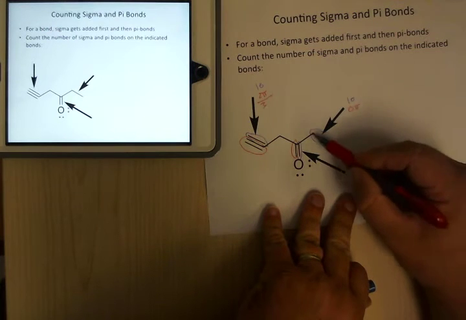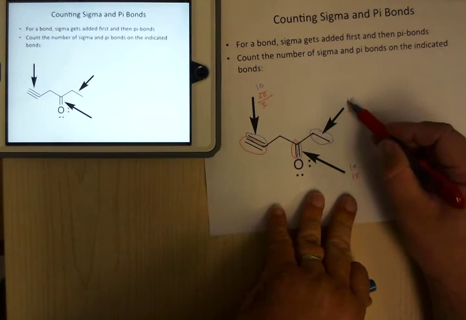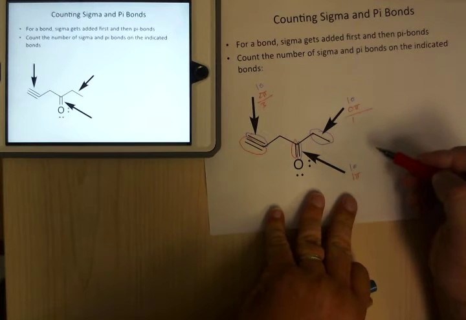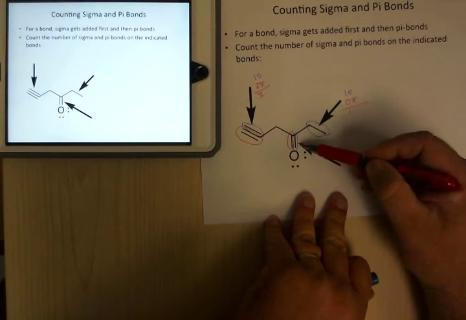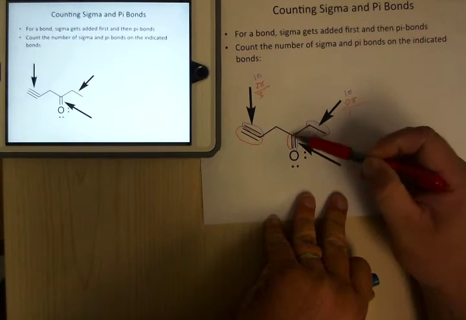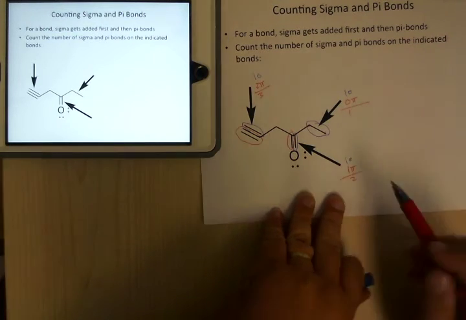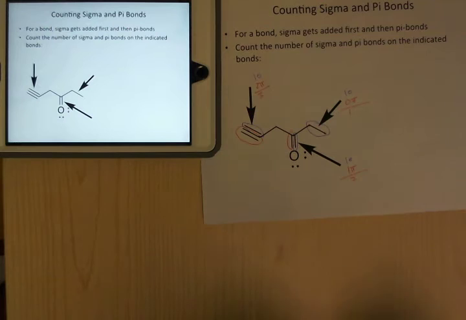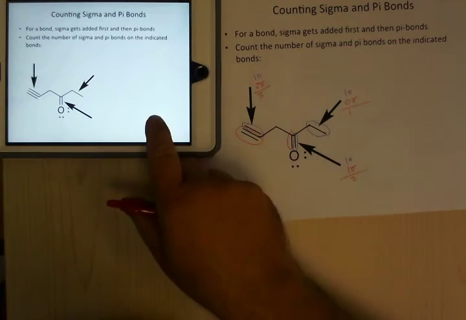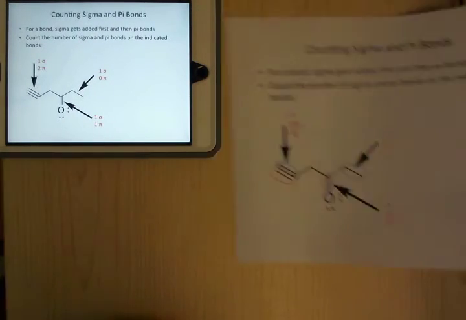Right here, we only have a single bond, so you have 1 sigma, 0 pi. So 1 bond. Here, we have a double bond, so we have 1 sigma and 1 pi. You add that up, it's 2, so it's a double bond. So there we go.